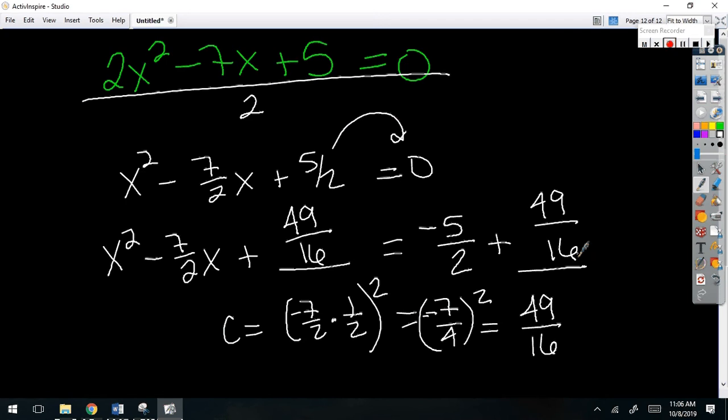I prefer the fractions on these. It's more exact. Your answer's not going to be right in the end if you start doing decimals and rounding here. Isn't it negative though? Okay, but you square a negative, you get a positive. Put it in parentheses.